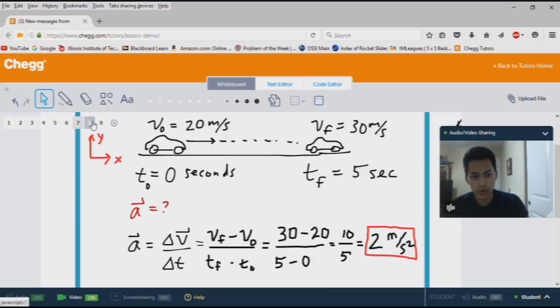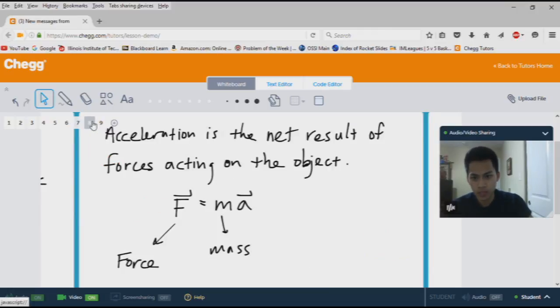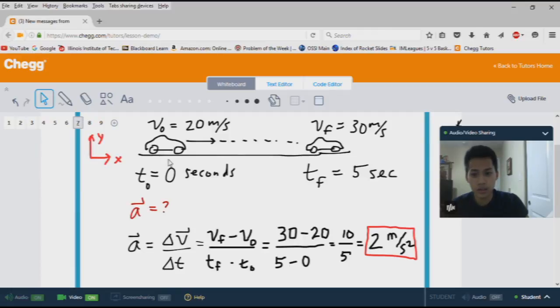Now I'll continue on with acceleration and where it comes from. Acceleration is the net result of forces acting on an object. To get acceleration, you essentially need some external force acting on the object. In the case of this car, what's causing it to accelerate would be, let's say, the engine pushing on the wheels, on the axles, and that's the external force acting on it.